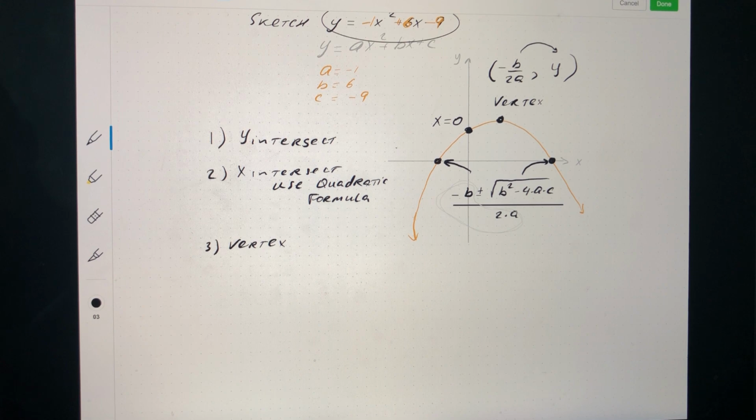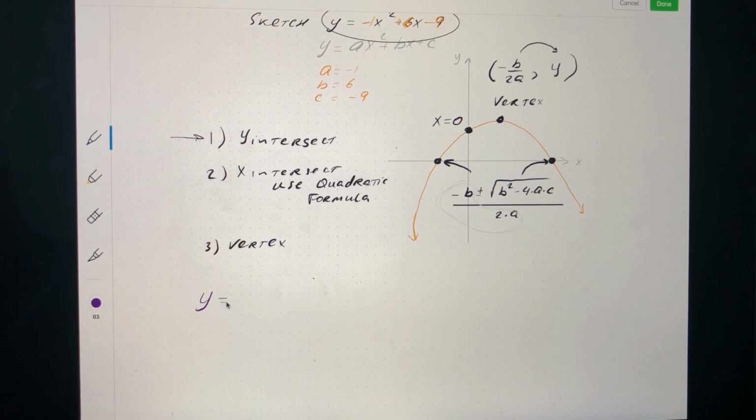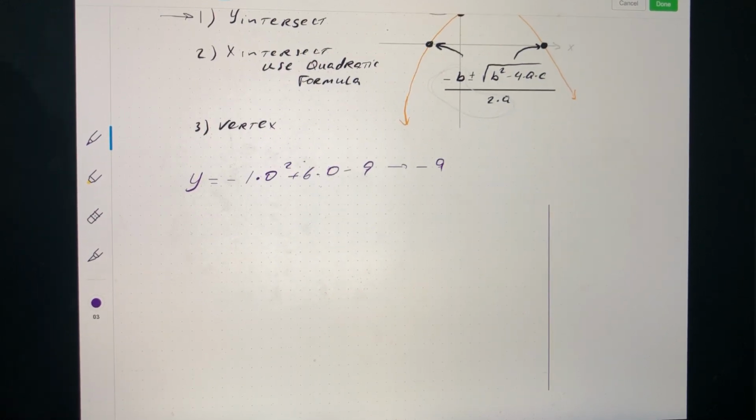So first thing, we're looking for the y-intercept. Here is our original equation, with a being negative 1. And to find the y-intercept, we're making x equal 0. So if x is 0, that means negative 1 times 0 squared plus 6 times 0 minus 9, which makes negative 9. So for us, here is our grid, and the y-intercept happens to be negative 9: negative 1, 2, 3, 4, 5, 6, 7, 8, 9. Somewhere here is where we would cross the y-axis.